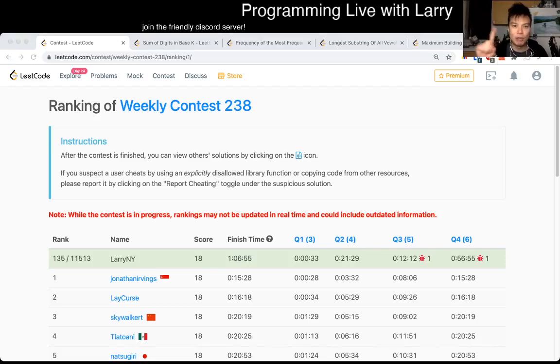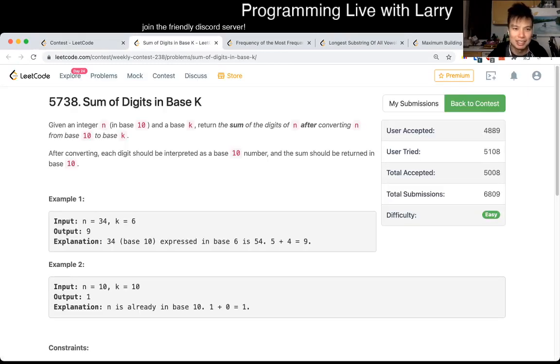This is me going over Q1 of the Leetcode contest recently, 238. Sum of the digits in base K. So this one, it's a little bit awkward.